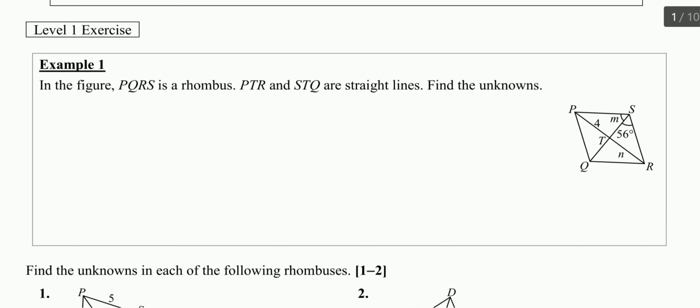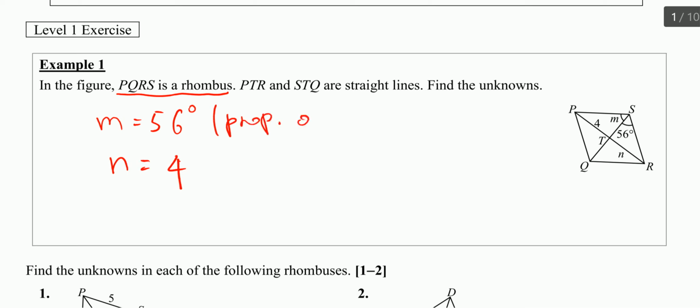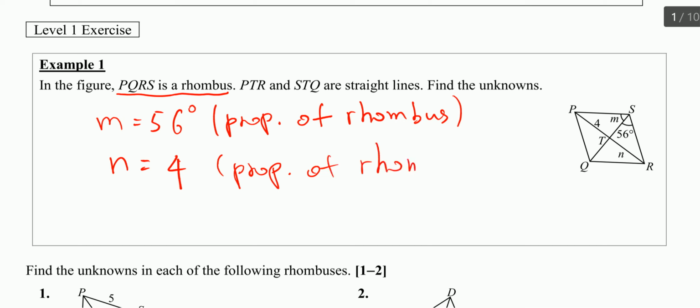How can we make use of the properties to find the unknowns? If we look at this figure, we can write down m equals 56 degrees and n equals 4. You can just write down the properties of the rhombus. That's all about the properties of the rhombus.